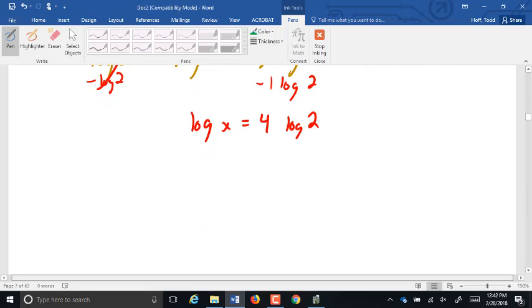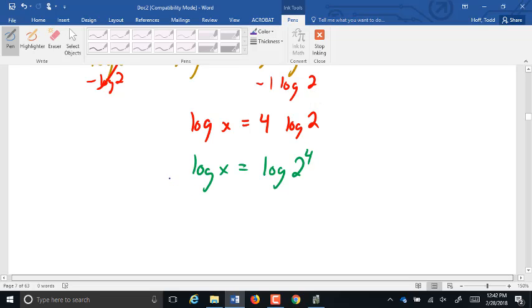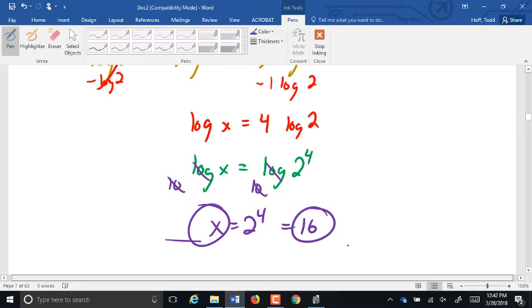Now I do have to go the other direction. Log of x equals 4 times the log of 2 is log of 2 to the power of 4. I do 10 to the power of to cancel out the log on each side. X equals 2 to the power of 4, or x equals 16. What do you think? Pretty tricky?